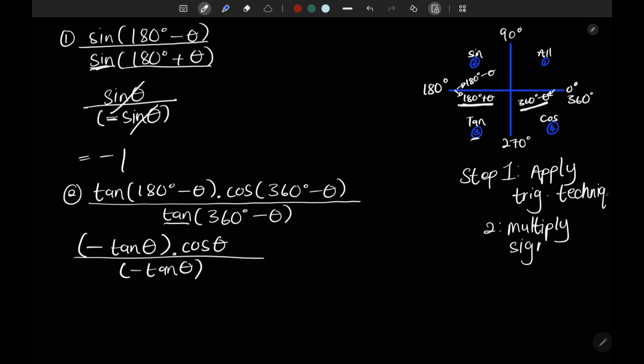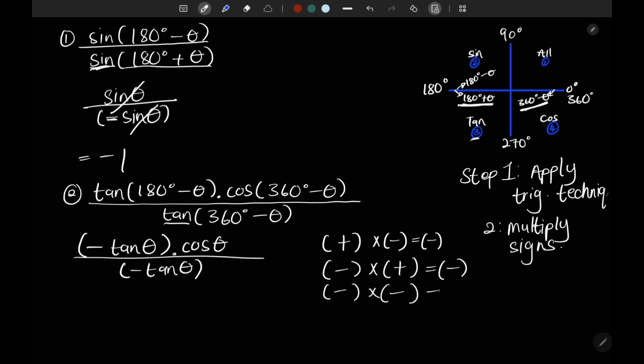Multiply signs. So we have a negative tan theta multiplied by a positive cos theta. Negative multiplied by positive. This cos theta is positive, right? Negative multiplied by positive is negative. In math, when you multiply a plus with a minus, your answer is always negative. And if you have a negative multiplied by a positive, your answer is always negative. And if you have a negative multiplied by a negative, your answer is always positive. Okay? In this case, you have negative multiplied by positive, which is negative.